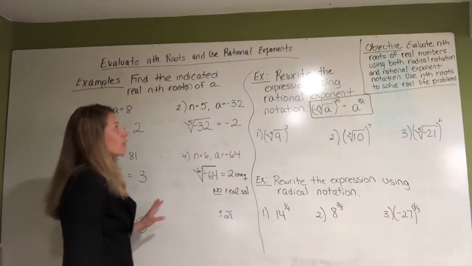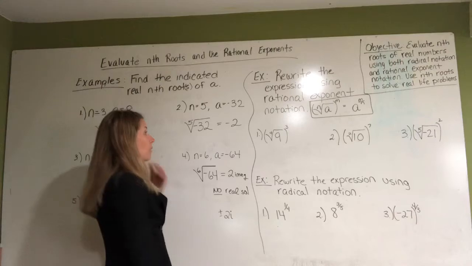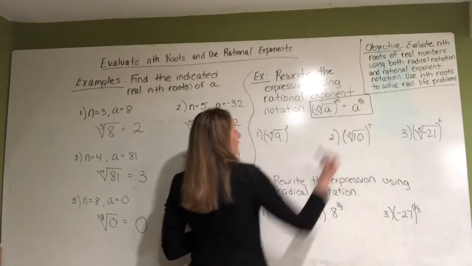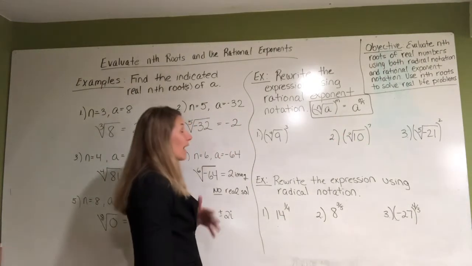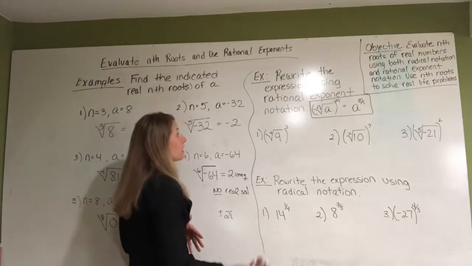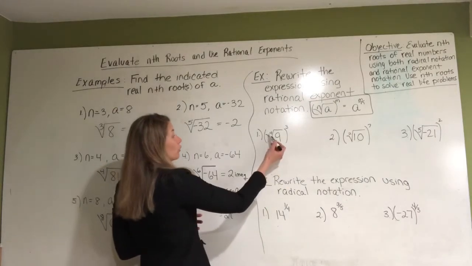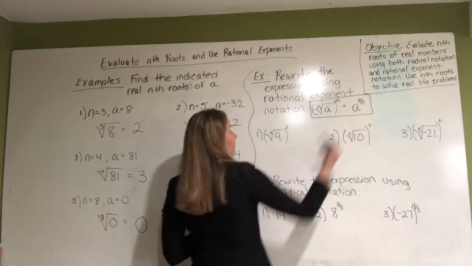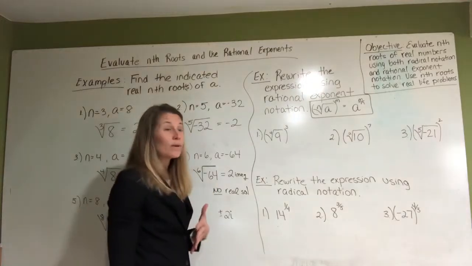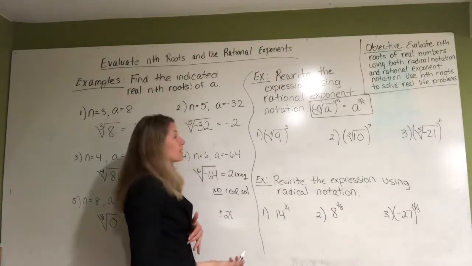So now let's talk about rewriting the expression using rational exponent notation. Here's our little reminder or refresher from the notes on the previous page, how we can go from the radical notation into the rational exponent notation. So again, if you remember what I said on the last page, the root is going to become the number on the bottom. So remember, roots are always on the bottom. And then the power will be the number on the top.